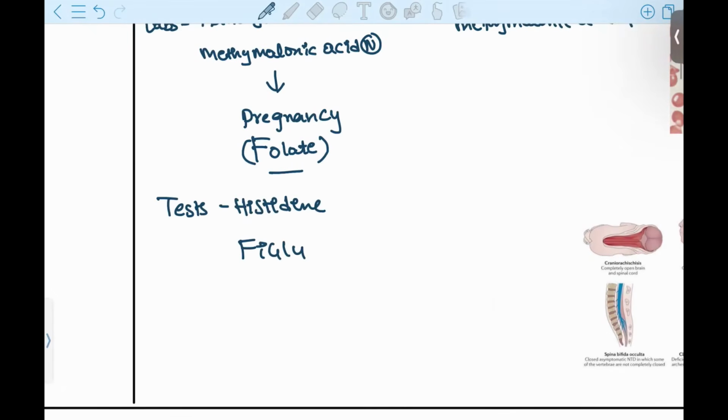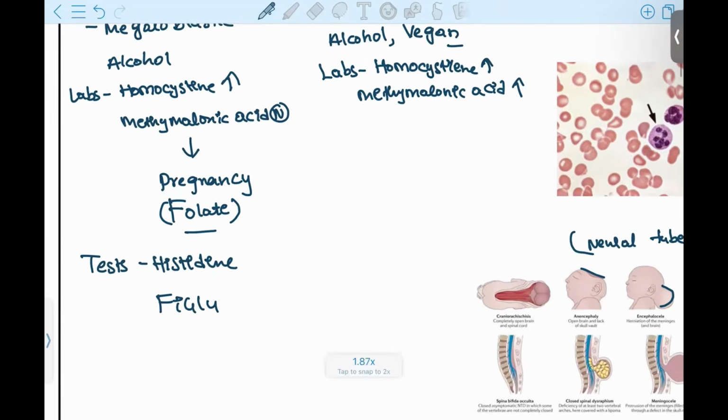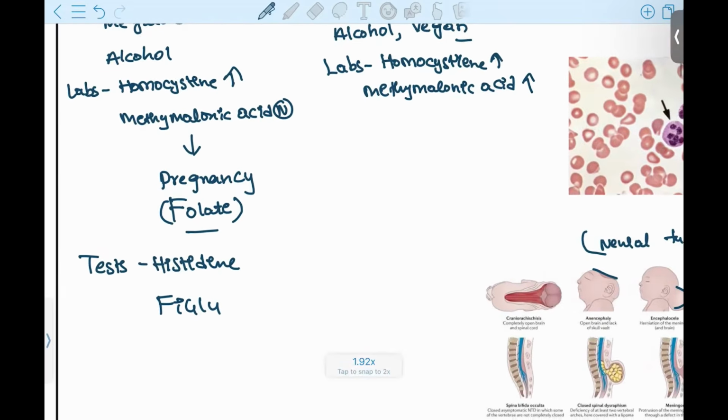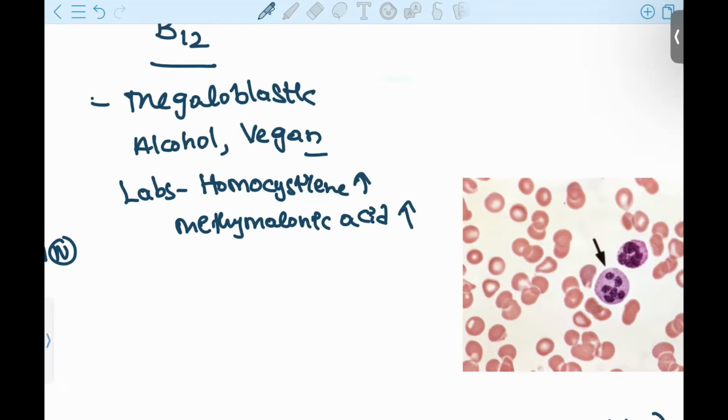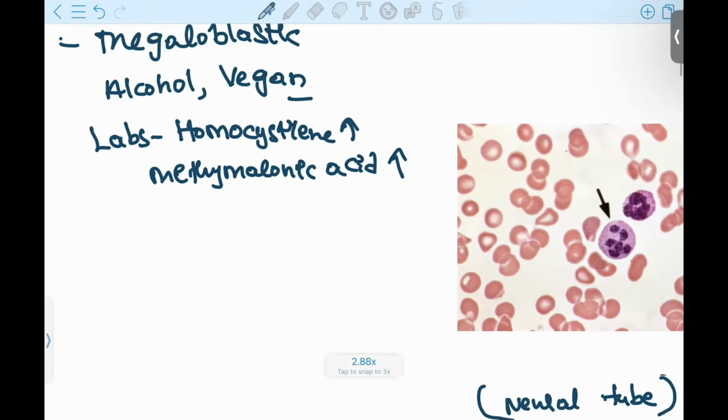If FIGLU is positive in the question, then you can also go for folate deficiency. And for homocysteine and methylmalonic acid, if positive, that points to B12 deficiency. Another clue the examiner might give is that this patient will have pernicious anemia. What is this pernicious anemia?